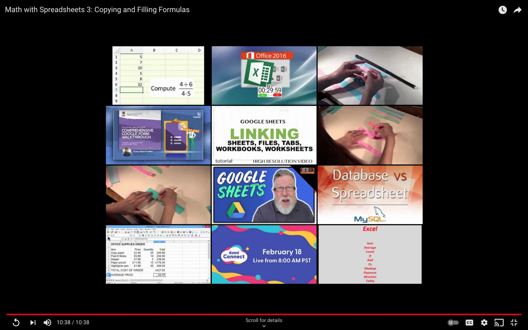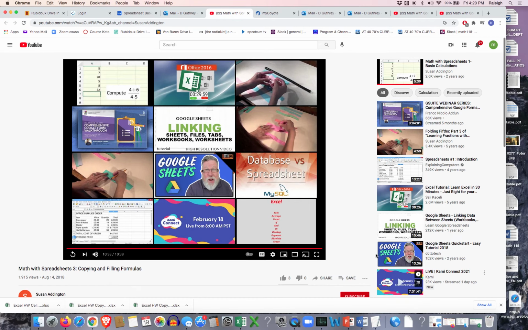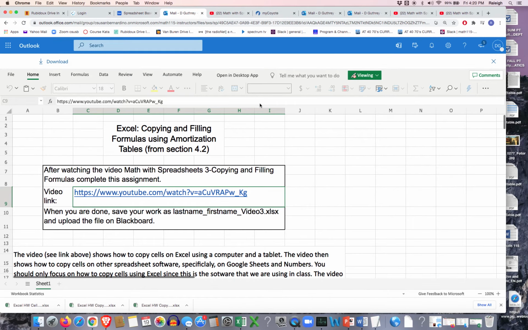Okay, so we can pause that or get out of that type of mode. And so that's the third worksheet, and I can get out of that now. And let's see if I can go back to where I was. Mail. Okay, so here we are, section 3.